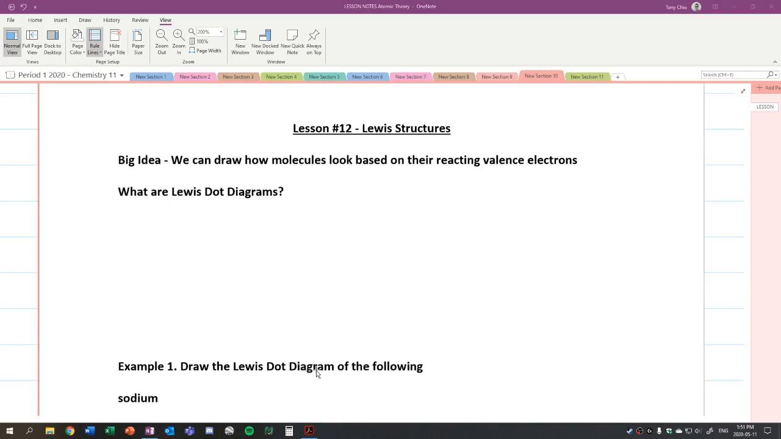Hey everybody, in this lesson we're talking about Lewis structures, lesson number 12. We can draw how molecules look based on their reacting valence electrons. So that's a big idea for today. So what are Lewis dot diagrams?